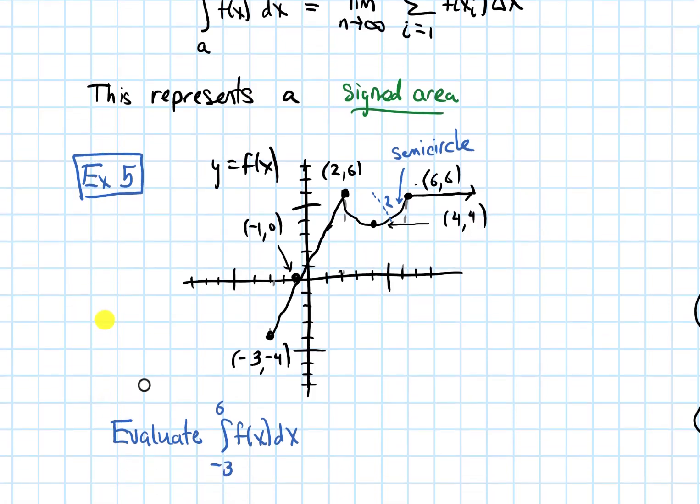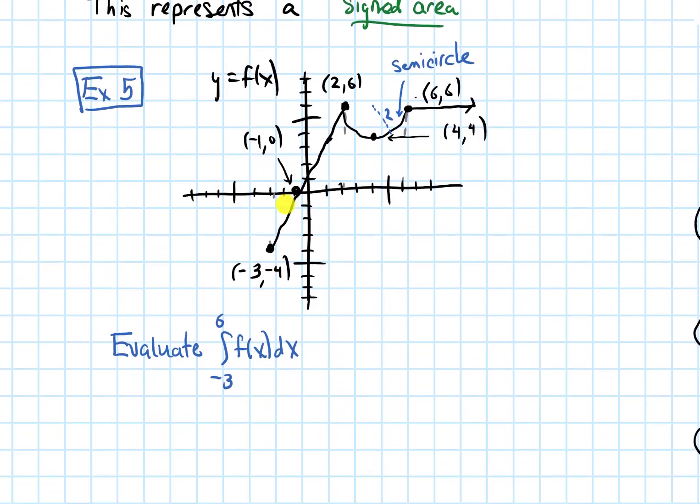All right, so we have this function. We have this straight line segment until I reach this point at (2, 6), where I have this upside down semicircle. And then again, another straight line segment extending to the right here. Okay, and I want to evaluate the integral from -3 to 6 of my function f of x dx.